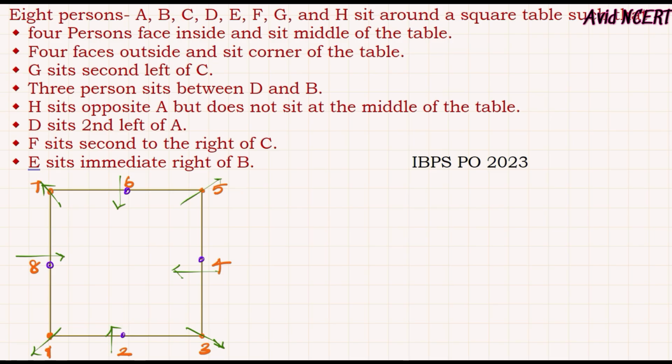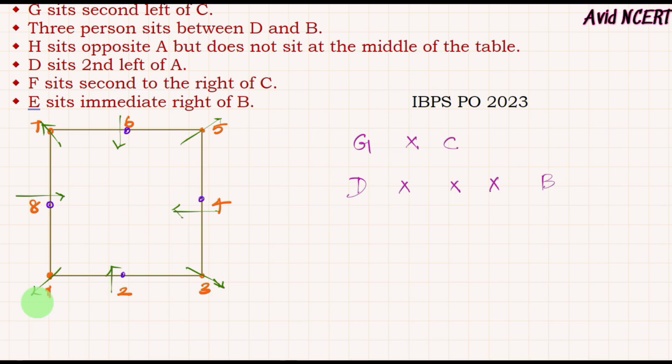Next set of data, let's go through it. G sits second left of C. So wherever C is sitting, G is going to be sitting in the second left, first left and second left. Next, 3 persons sit between D and B. 1, 2, 3 between D and B. So there is a clue here. When we see the corner, for one corner, 1, 2, 3. The other corner, there will be 3 persons sitting between 2 corner persons.